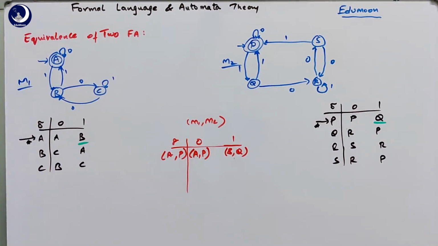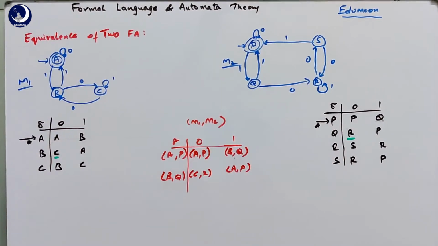Next we check the pair B and Q in the table. Now we check B and Q on 0. B and Q on 0 gives us the pair C and R from the transition tables of M1 and M2. So we write C and R in the table.